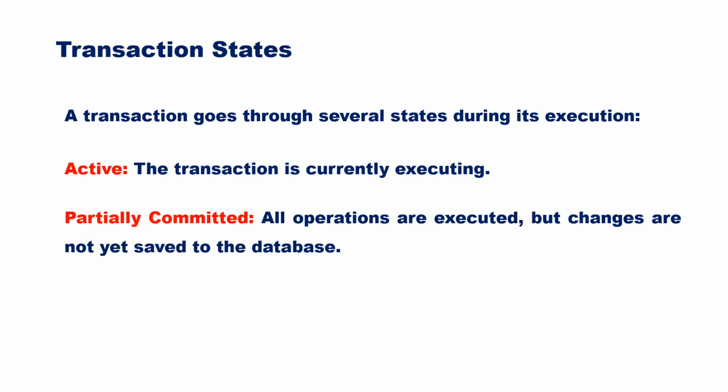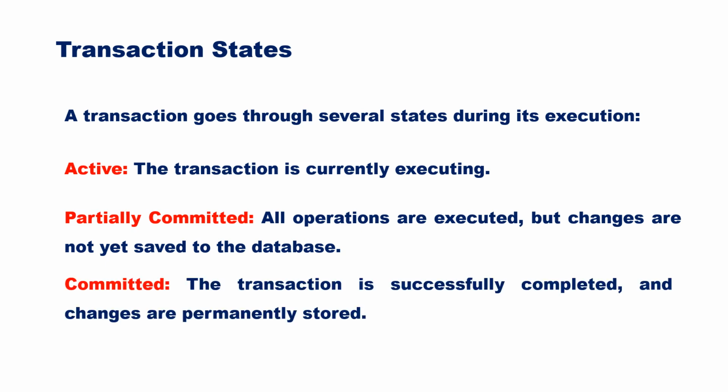Next is partially committed. At this stage, all operations in the transaction have been completed, but the final result is not yet permanently saved to the database. Once the system successfully saves the changes, the transaction reaches the committed state. This means the changes are now permanent and safe.